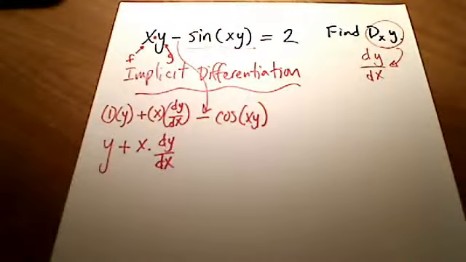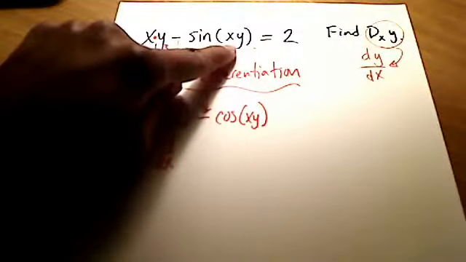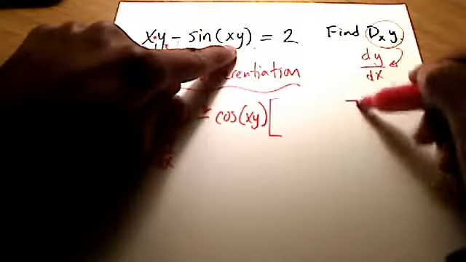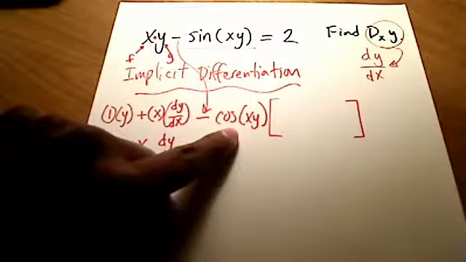Now the chain rule says go inside, into the inner function here, xy, and give me the derivative of that. And whatever that comes out to be is what we're going to multiply by the derivative of the outside.